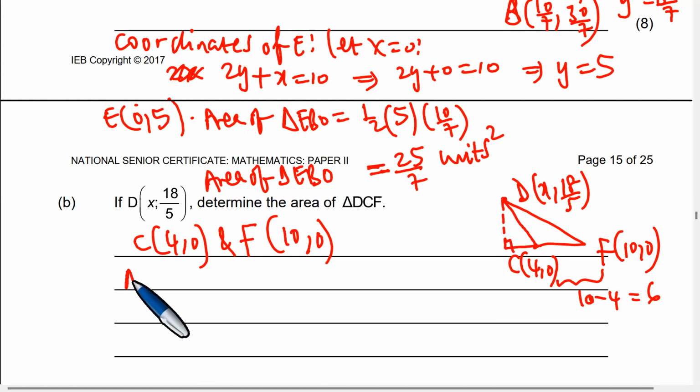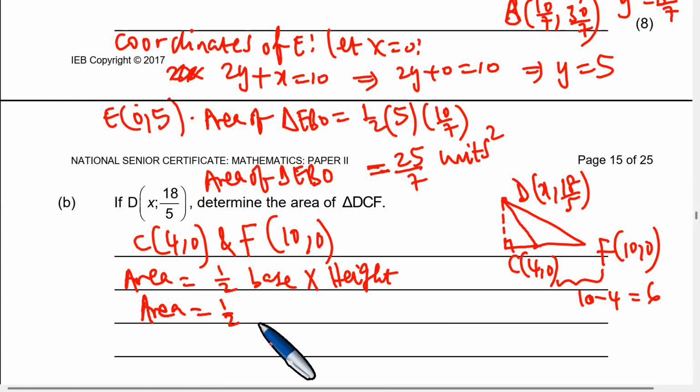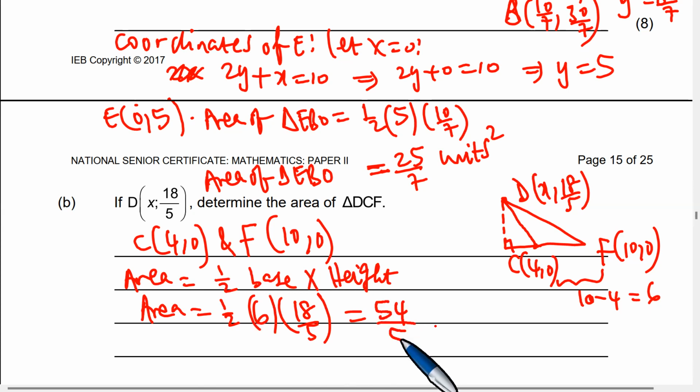So which means the area is half base by height. What is the base? 6. The height is 18 over 5. What is half of these? Half of 6 is 3. 3 by 18 is 54 over 5, square units, or units squared. So that is the area of that.